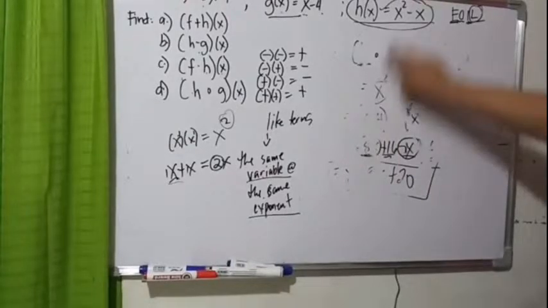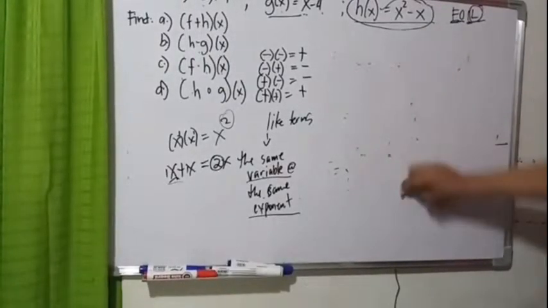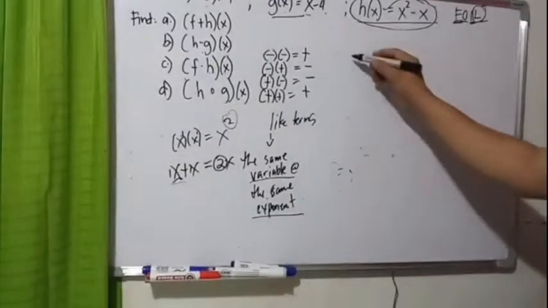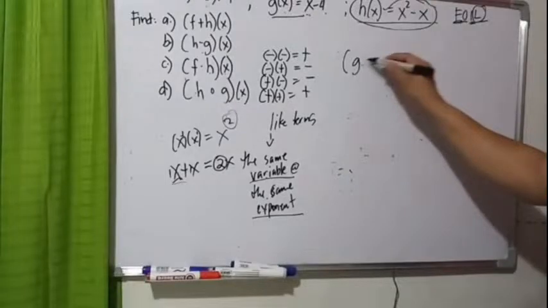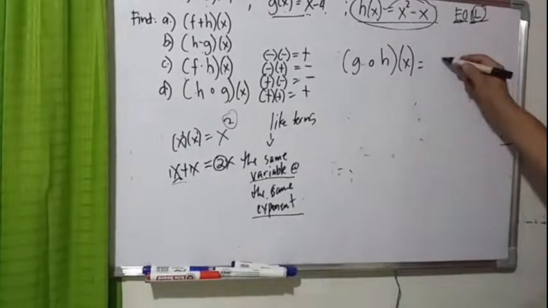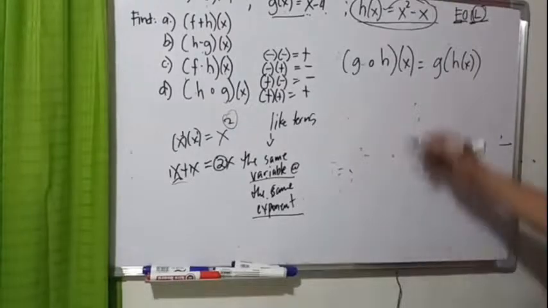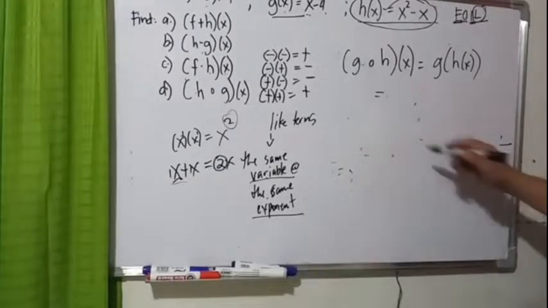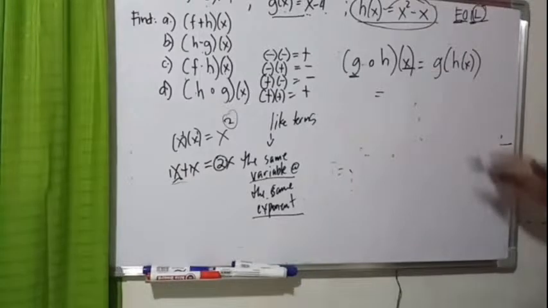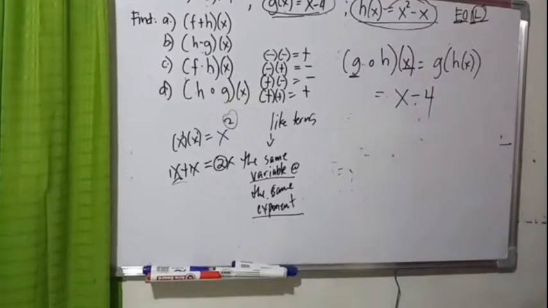We just replace what the... How about we reverse it? Earlier, h composed of g. How about this one, g composed of h of x. This is g of h of x. Again, let's look at the first one, g of x. What is the value of g of x? That is x minus 4.